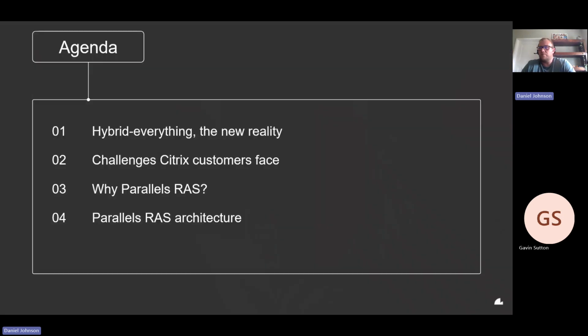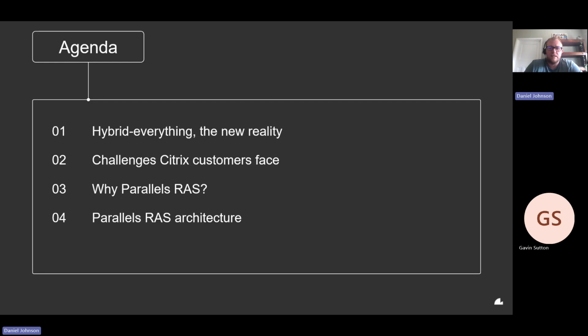Just to cover off very briefly the agenda, and try not to labour too many of the points today, what we're hoping to cover, the key points really for us in the market, are the hybrid everything, the new reality, the challenges around Citrix customers and what they're facing, and you guys as partners and the challenges you're getting pushed back onto your desk from where you may well have sold Citrix to customers in the past.